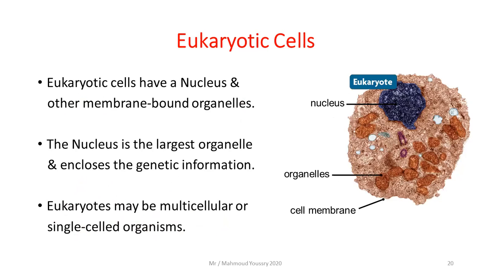Then what about the eukaryotic cells? As the one we can see, it is larger, it has an obvious nucleus in the middle, and it also has other organelles. Eukaryotic cells have a nucleus and other membrane-bound organelles. The nucleus is the largest organelle and encloses the genetic material. Eukaryotes are organisms with eukaryotic cells. They may be multicellular or single-celled organisms.